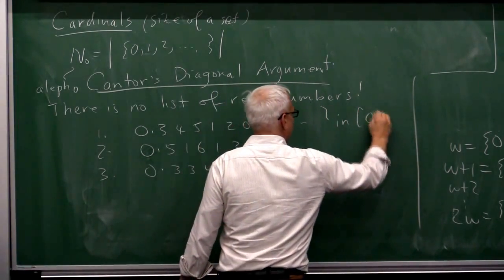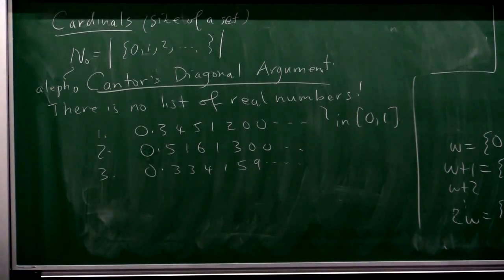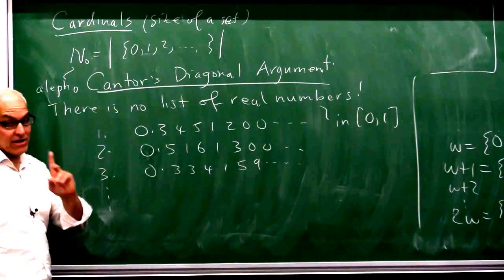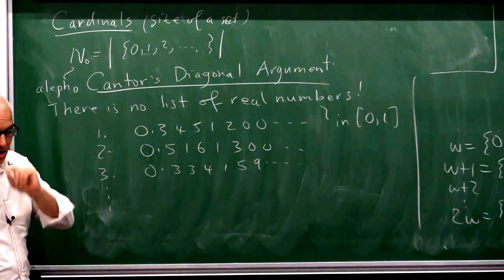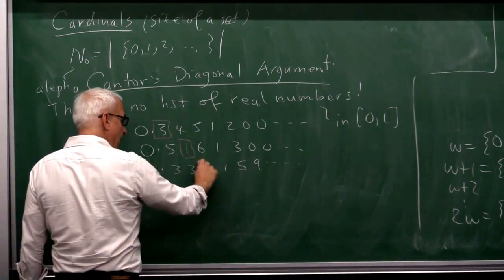So for simplicity, let me just restrict to real numbers between 0 and 1. Suppose that we had a list of all the real numbers between 0 and 1. Suppose somebody had such a list. Then Cantor said, no, that is not a complete list, because I can come up with a real number that's not on your list. And he did that just by reading down the diagonal here.